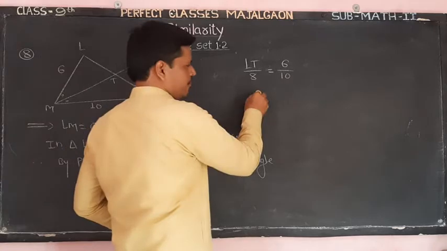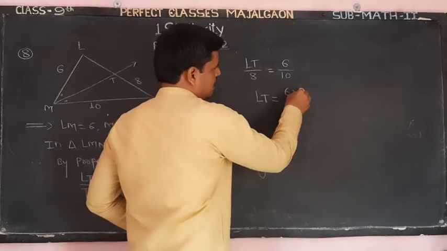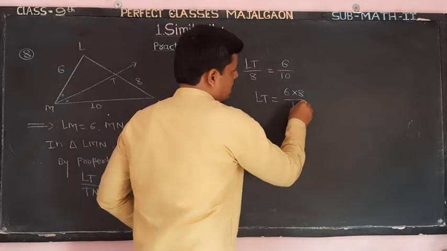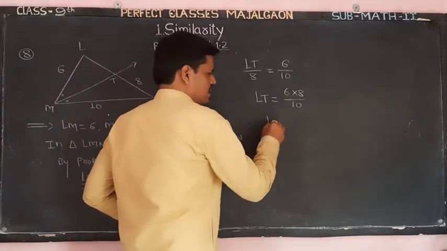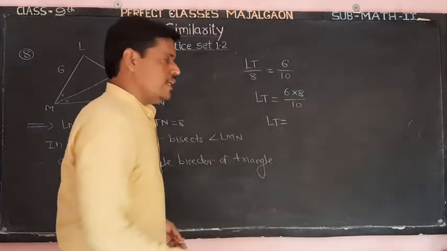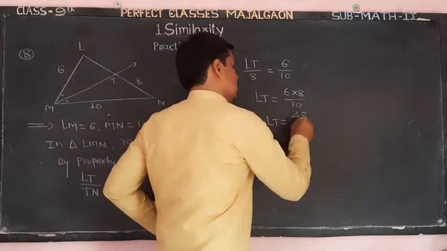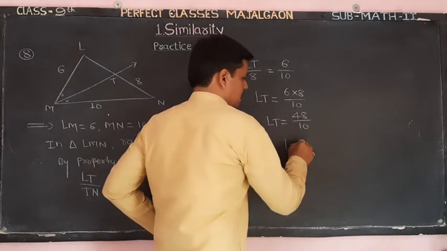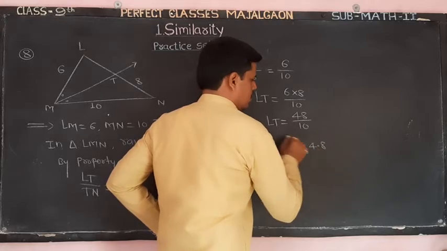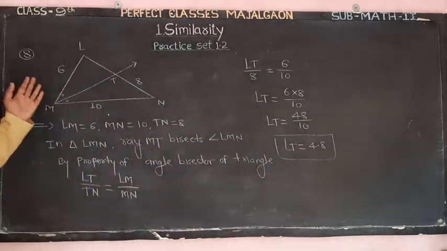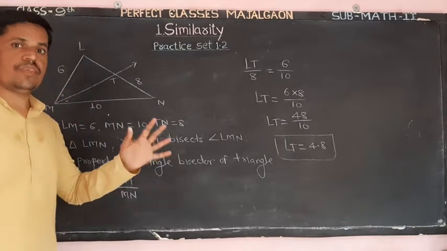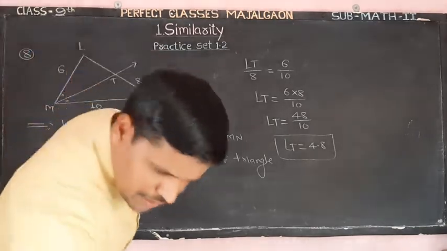Therefore we get LT equal to 6 into 8 divided by 10. What is the product of 6 and 8? You will tell me. Yes, the product is 48 upon 10. Therefore LT is 4.8. Here we find LT. The value of LT is 4.8. This is question number 8. Now we see question number 9.